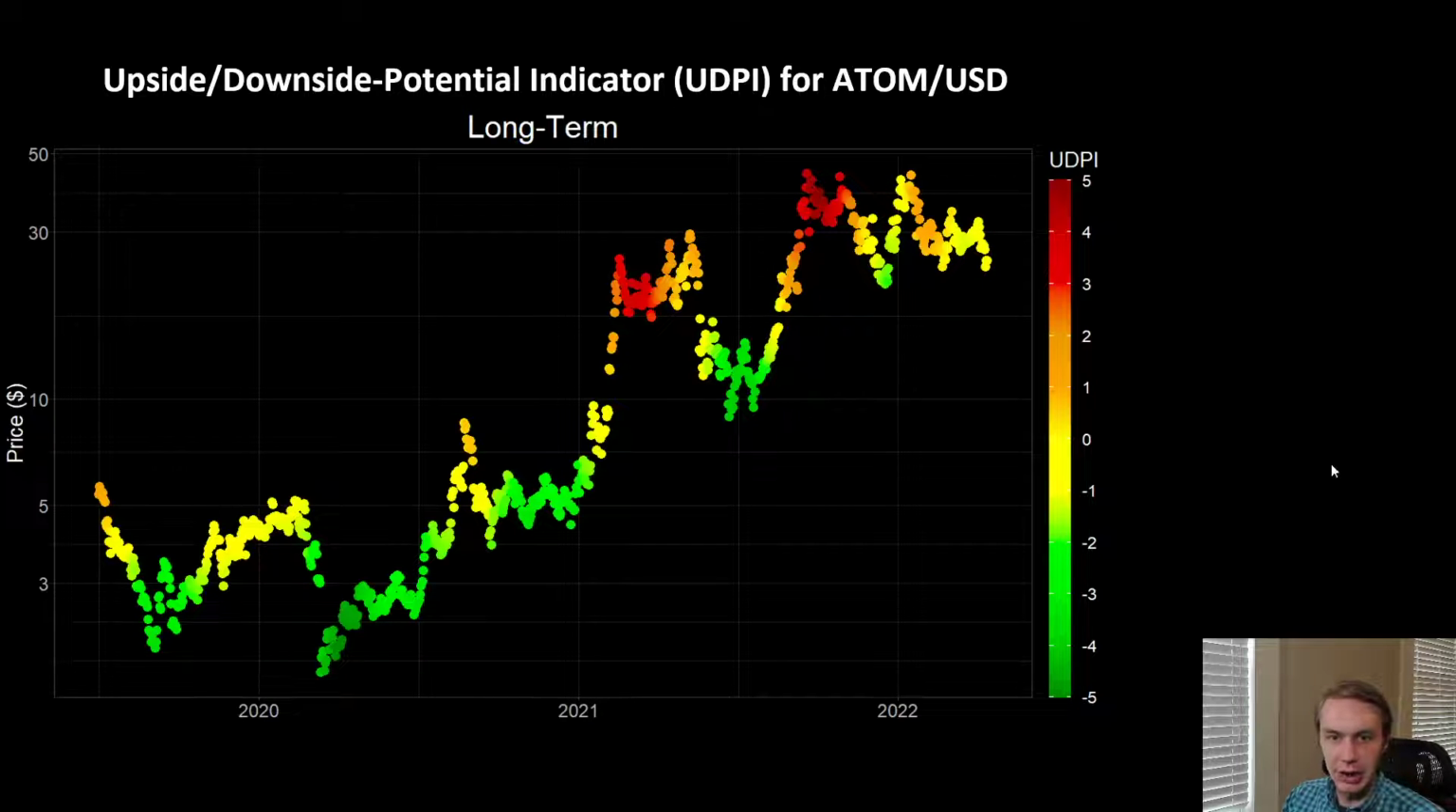So to start off, just to give some context, I want to talk about what our risk indicator, the upside downside potential indicator, is making of Atom's price action more recently. If you're not familiar with this indicator, it's our risk indicator. Higher values of the UDPI suggest high risk, lower values suggest low risk. And you can see that over Atom's history, the UDPI has done a good job of identifying these high risk zones where distributing Atom has been advantageous, and then these low risk zones where acquiring Atom has been advantageous.